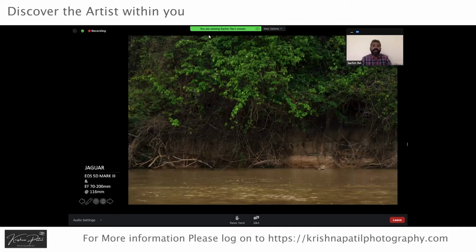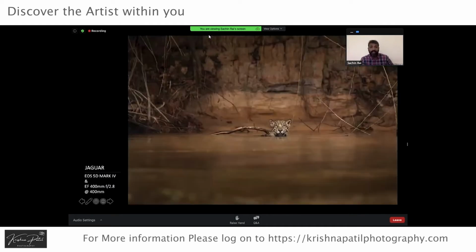So this is shot at 116 mm with a 70-200 lens. Whereas this is how it would look if I use a longer focal length: same subject, same place, same distance. So this is what your focal length would do when you are taking pictures. Yeah, so that is how your composition will vary depending on what you want to show.